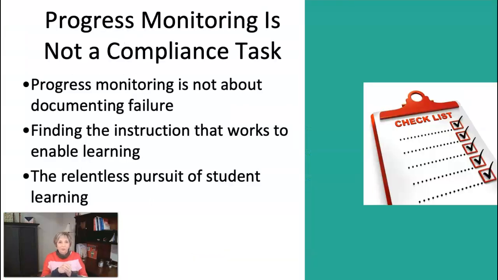You know, I think it's really easy to think of progress monitoring as one more thing I need to put on that to-do list on my desk. But progress monitoring has really never been about compliance.